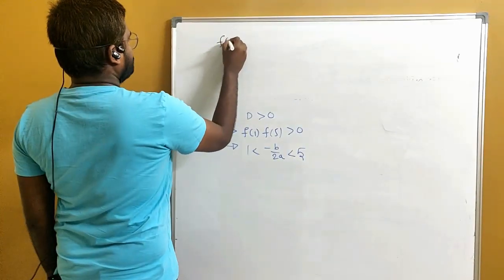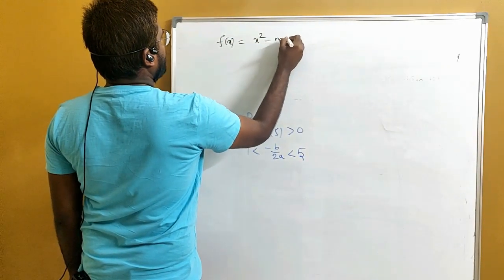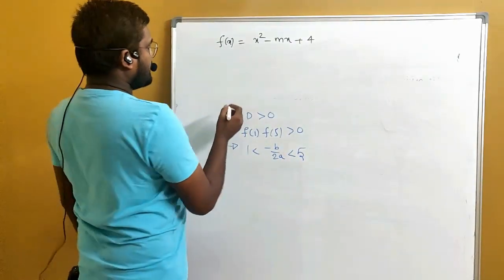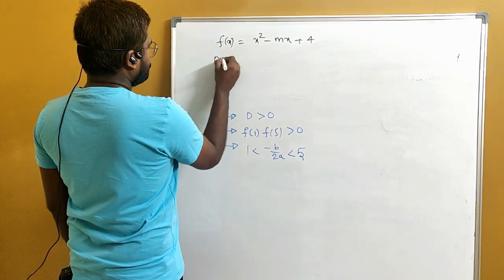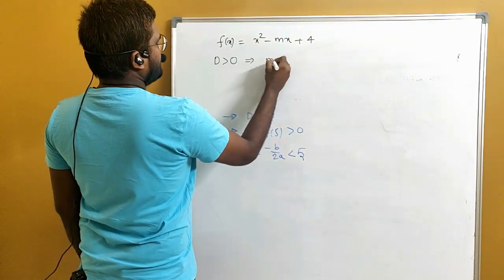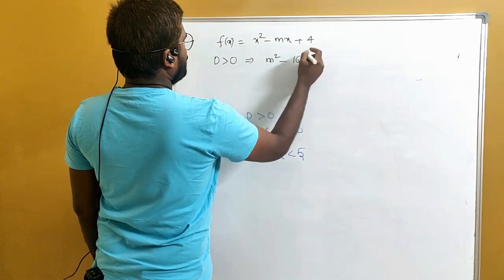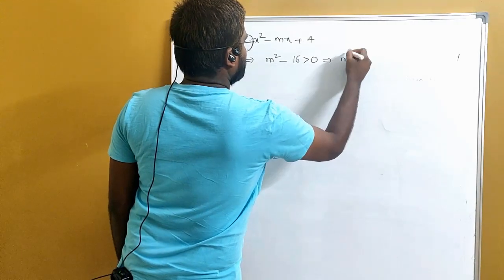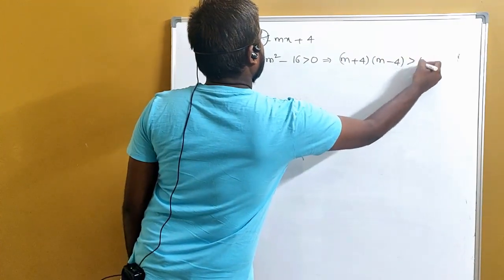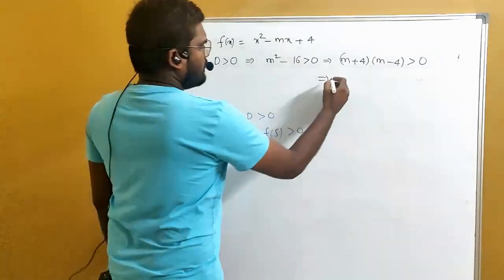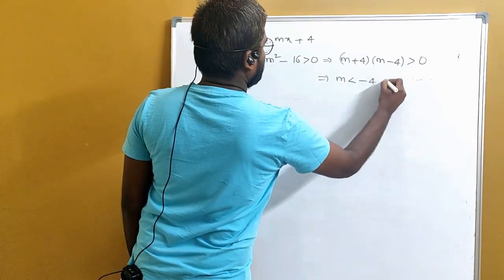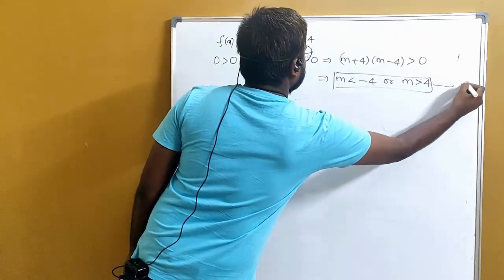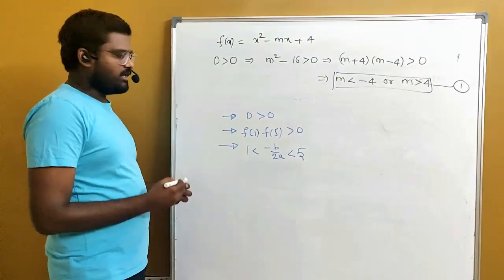So f of x is x square minus mx plus 4. First thing is discriminant greater than 0. That is b square, that is m square, minus 4ac greater than 0. Now this will be equal to m plus 4 into m minus 4 greater than 0. And we already know that by the method of intervals, it will be m less than minus 4 or m greater than 4. Let me assume this is restriction number 1, inequality 1.